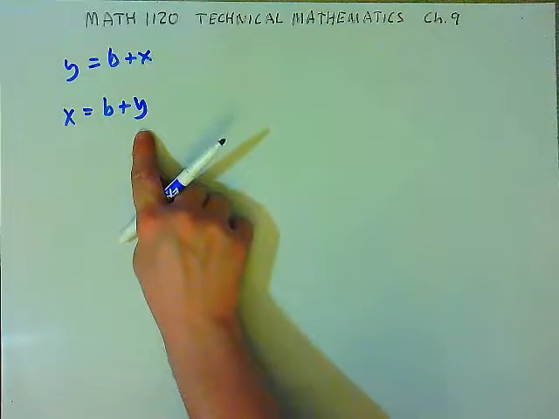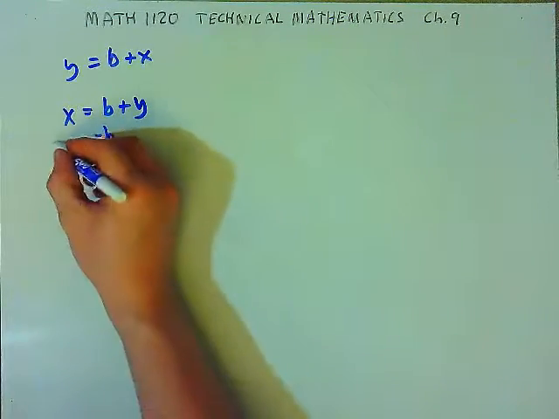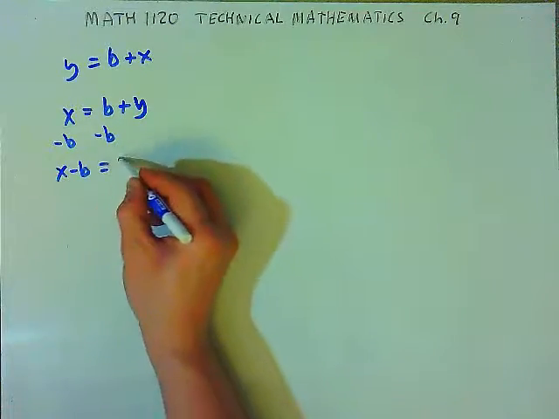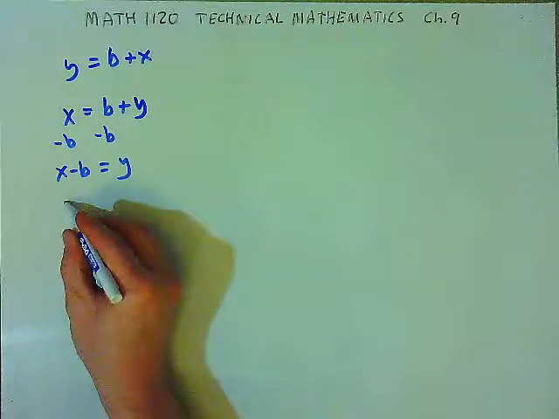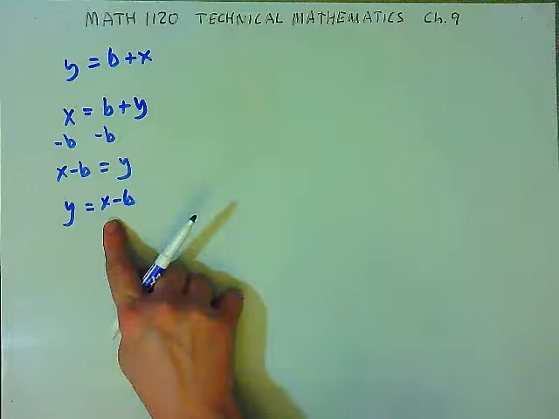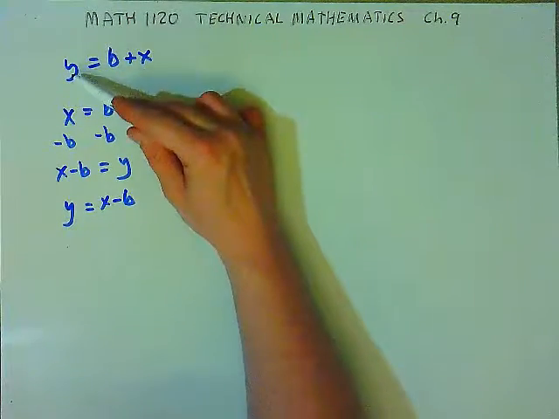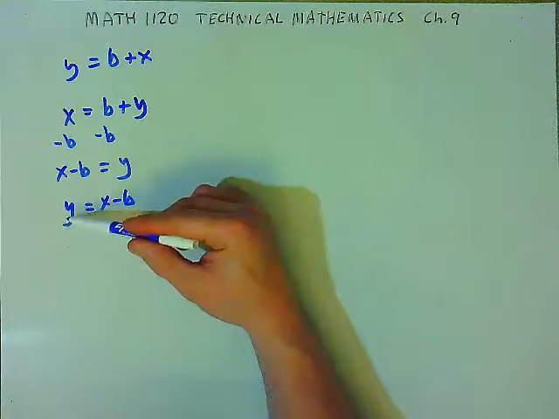And we call this the inverse function because now if we solve for y, and we'll do that by subtracting b from both sides, we will get x minus b is equal to y. And I can rewrite this the other way, right? I can flip them about the equal sign. And so we can say that if we know what x is and we add b to it, we can find y. And the inverse of that would be to take x and subtract b, and then that would give us y.